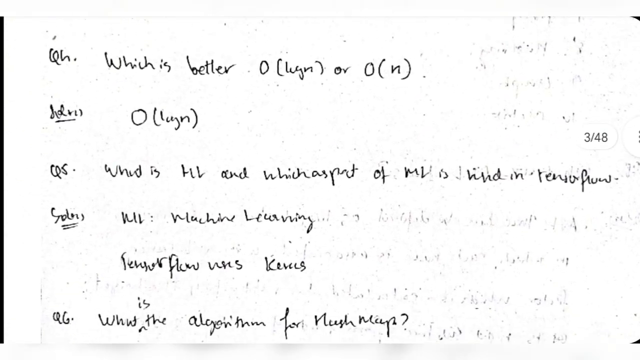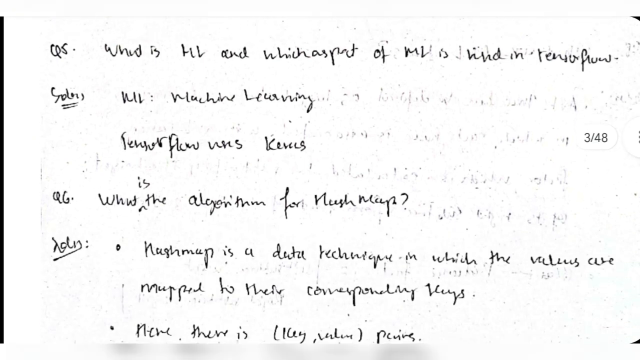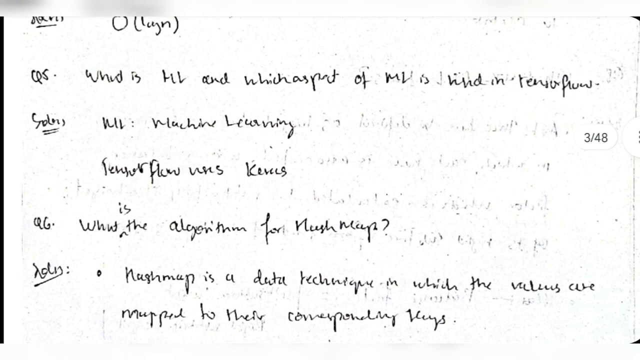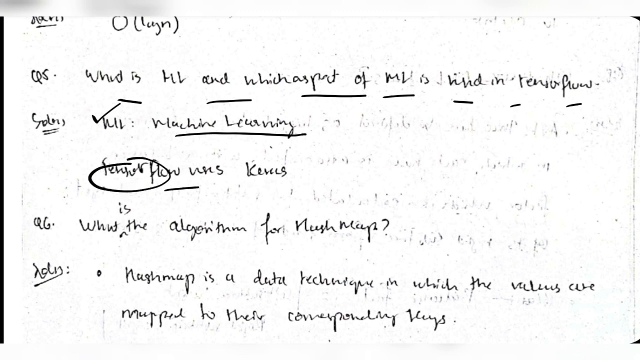Then the next question is which is better algorithm, O of log n or O of n? O of log n is better. Okay, and what is ML? Which aspect of ML is used in TensorFlow? ML means machine learning, and TensorFlow uses Keras.